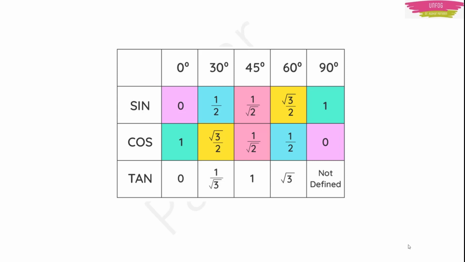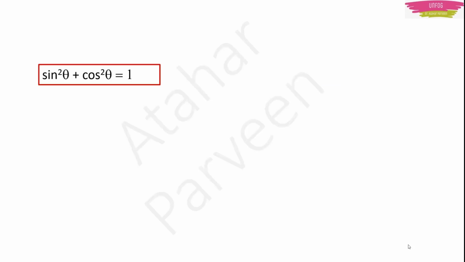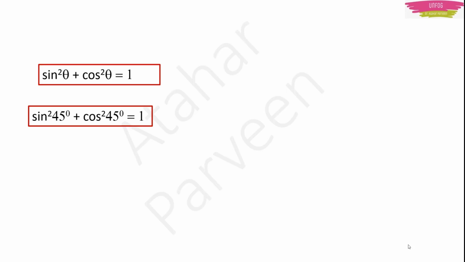Okay. Now this was about the values. Now there are a few important trigonometric identities, like sin square theta plus cos square theta is equal to 1. We can prove it also. How? You put some angle, maybe you take theta is equal to 45 degrees. Then you substitute the values. You know sin 45 is 1 by root 2 and cos 45 is also 1 by root 2.